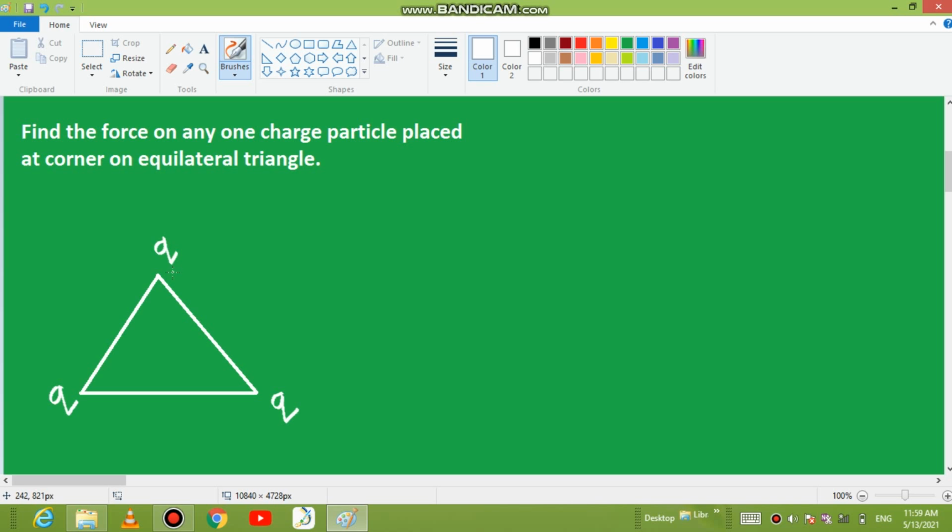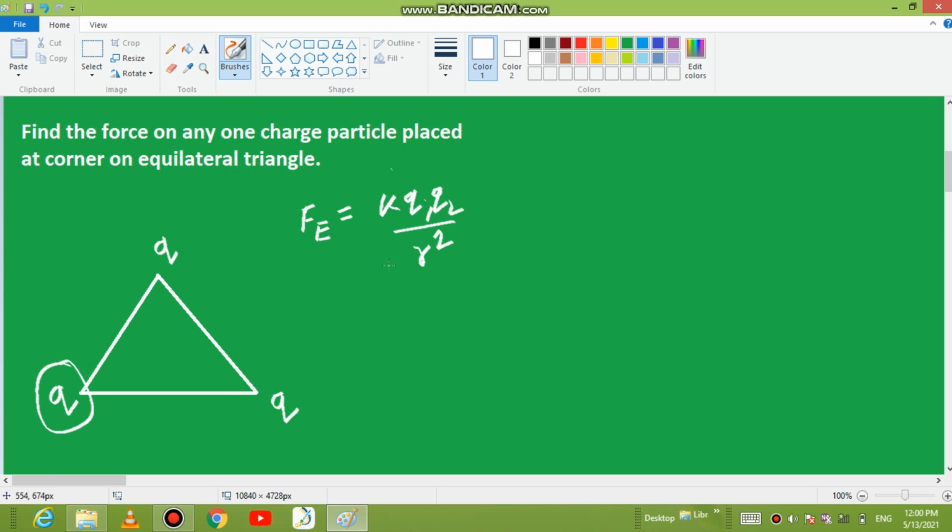So let we target this point charge and now we are going to find the net force on this point charge. According to Coulomb's electrostatic force, we all know that the force between 2 point charges is given by formula K Q1 Q2 upon R square, where R is distance between these 2 point charges.